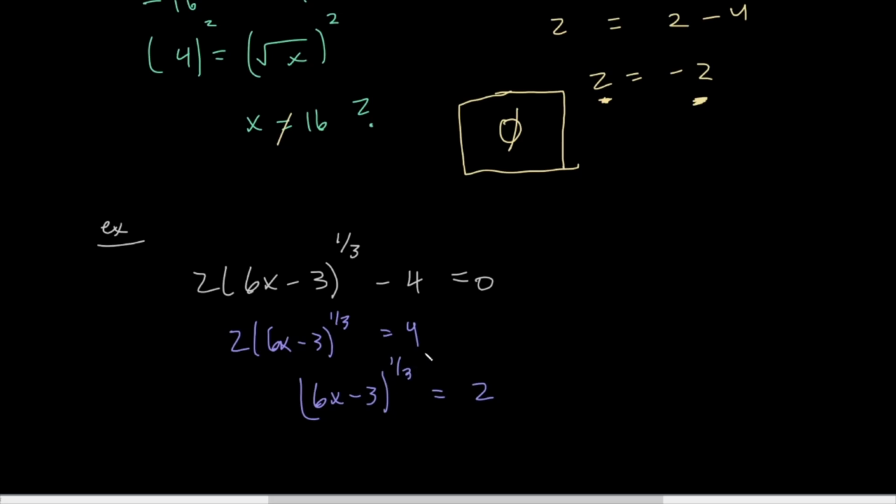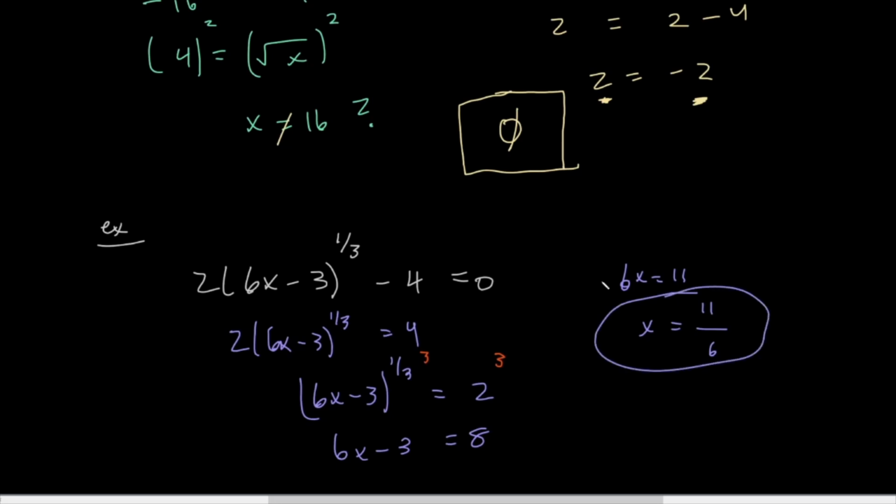So if I'm going to cube both sides, on the left side, this cube root goes away. I'm just left with 6x minus 3 equals 2 cubed, which is 8. Add 3, so 6x equals 11. Divide by 6, x equals 11 sixths. And this does check out. 6 times 11 sixths is 11, minus 3. 8 cube root is 2. 2 times 2 is 4, minus 4 equals 0.